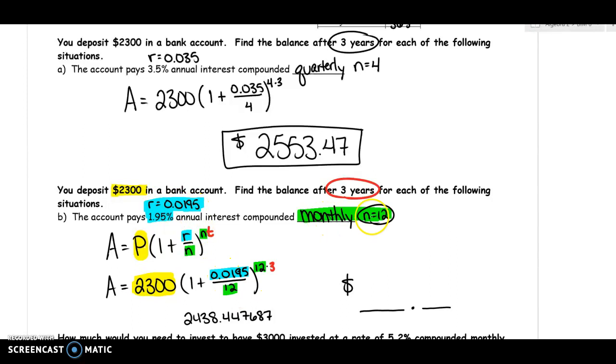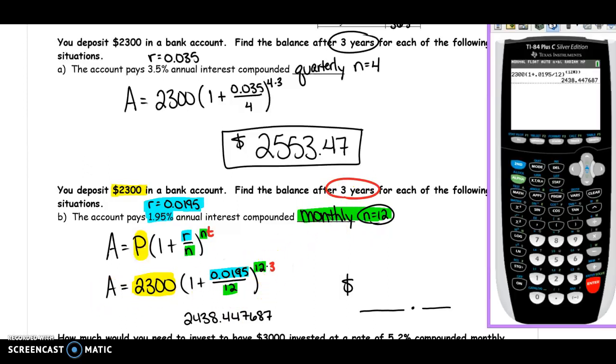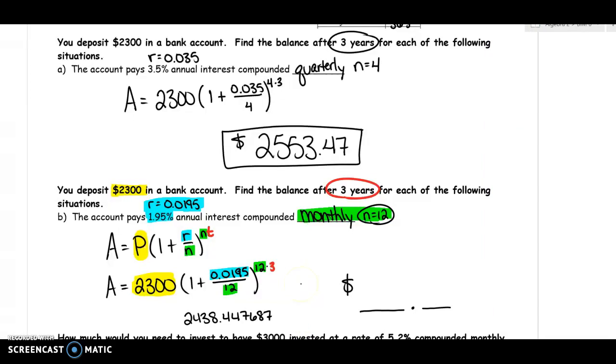Divided by 12 monthly, n equals 12. That 12 also goes in the exponent, and then the time, 3 years. I punched that into my calculator. You can pause the screen to see how I entered that into my calculator. This is the answer I got. We need to round properly. That means rounding to the nearest cent. The number after determines if we round it up or leave it alone. So our answer is $2,438.45.